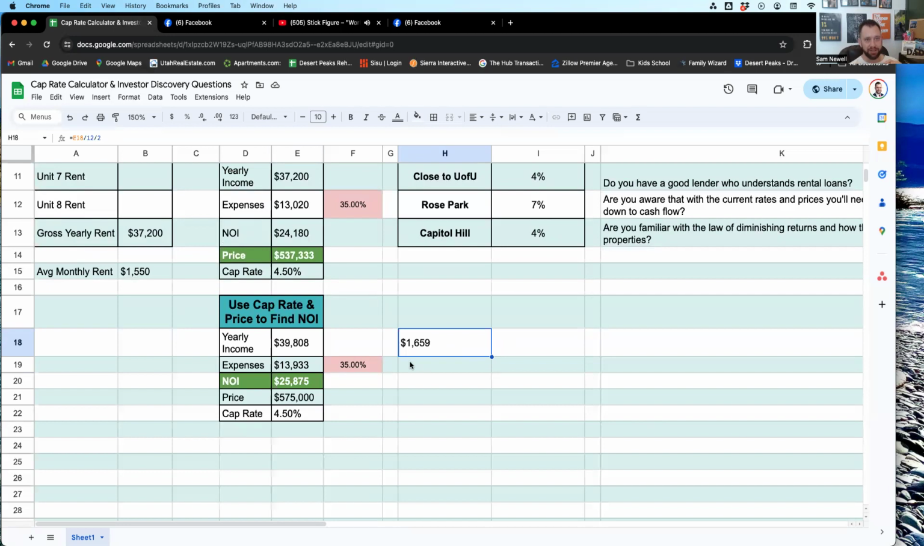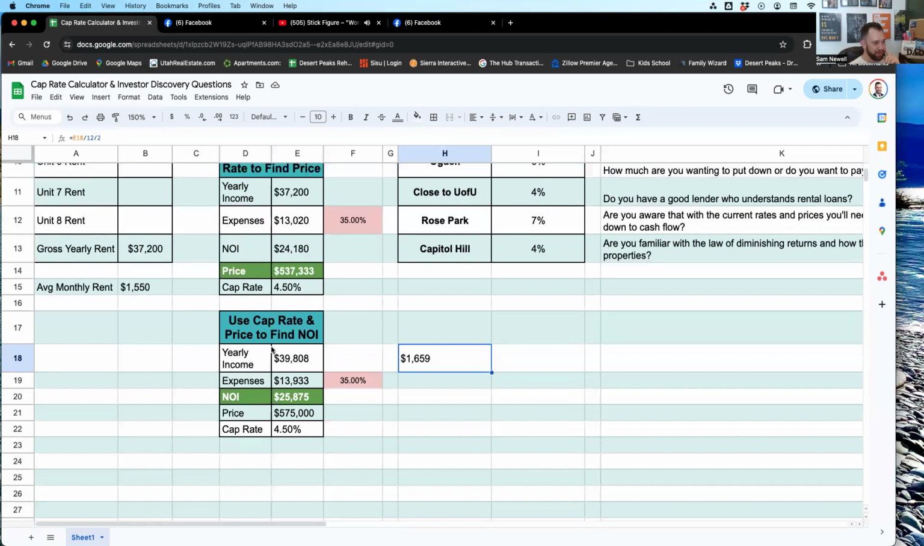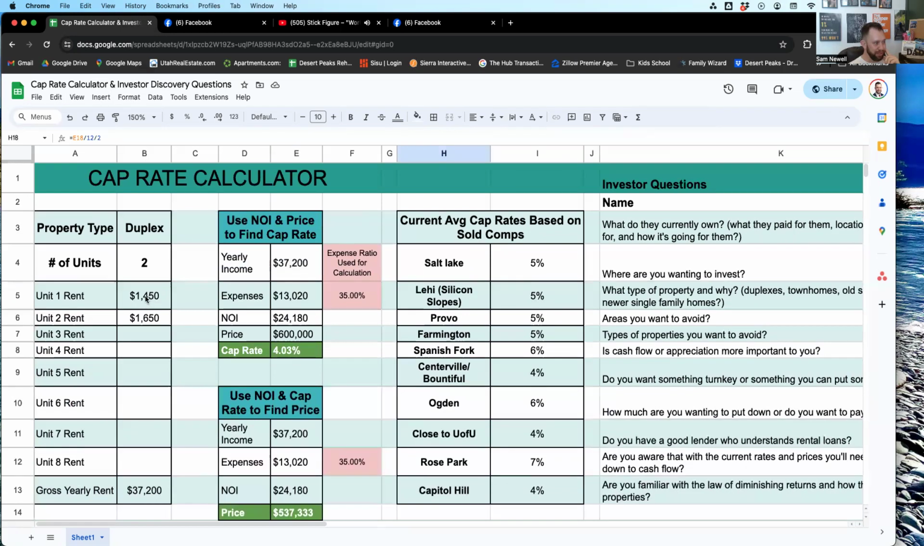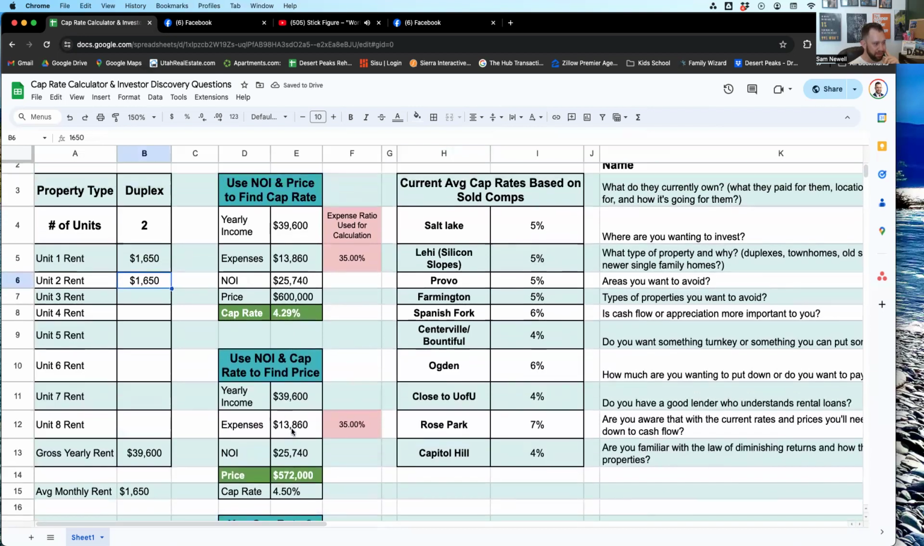So that's a really good conversation you can have with a seller. Like, hey, you want 575 based on the current market. That's not going to happen unless you're hitting close to $1,650 a month. So, Mr. or Mrs. Seller, do you think your property is under rented? So let's throw on the pro forma and say, yeah, we're probably under rented at $1,650 each. And all of a sudden, yeah, you're close to that 575 price here.